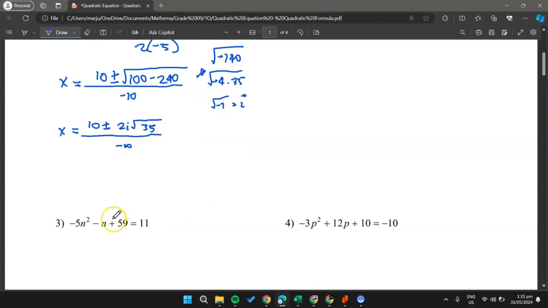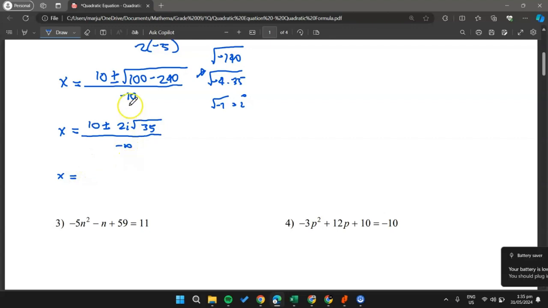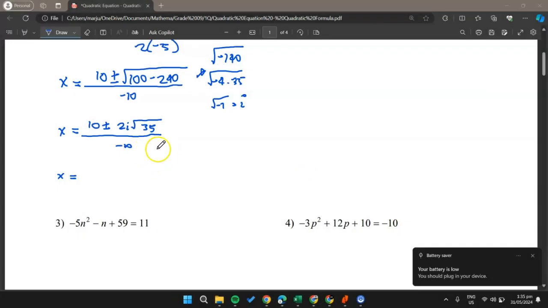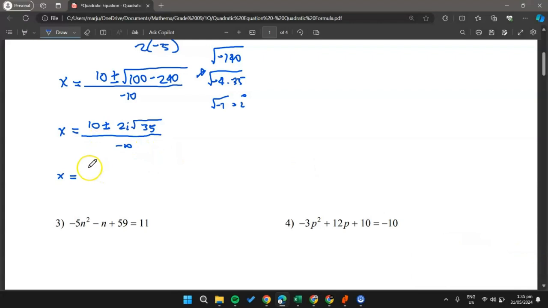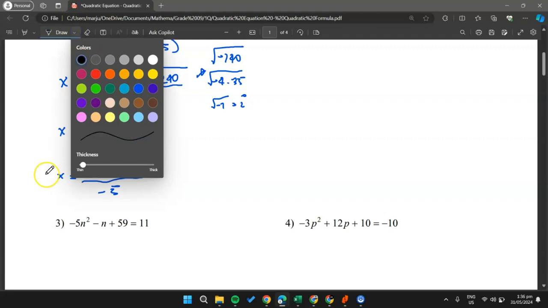If we simplify this further, divide everything by what? By 2. Divide everything by 2. We will get 5 plus minus i root 35 divided by negative 5. So that will be our answer for this one. You can actually simplify this much further, but I will stop here. So this will be my answer.